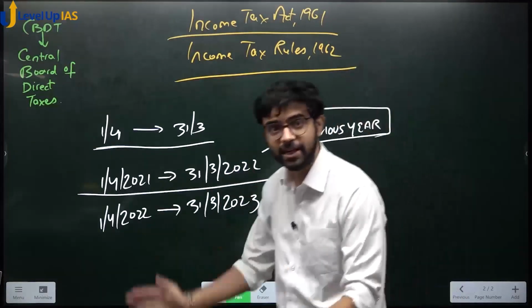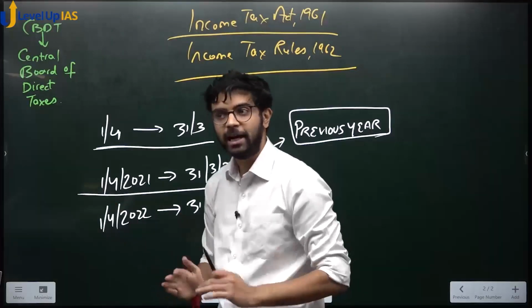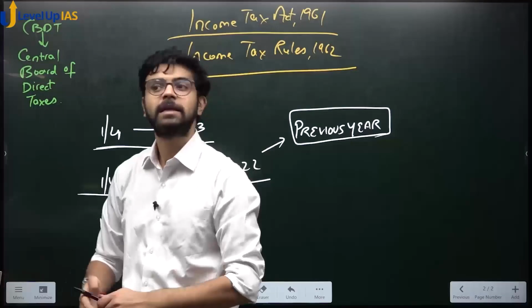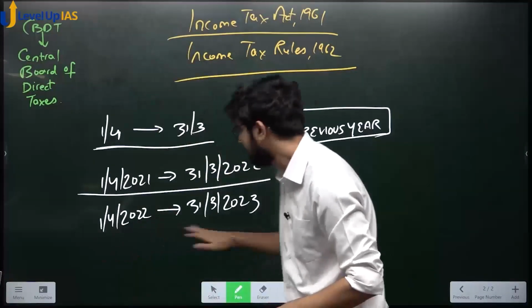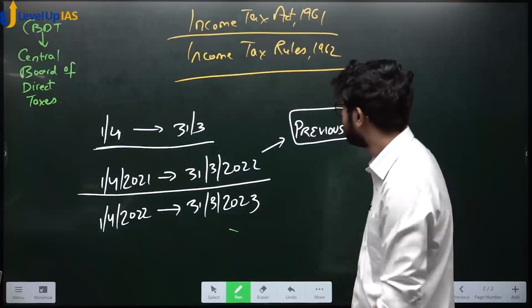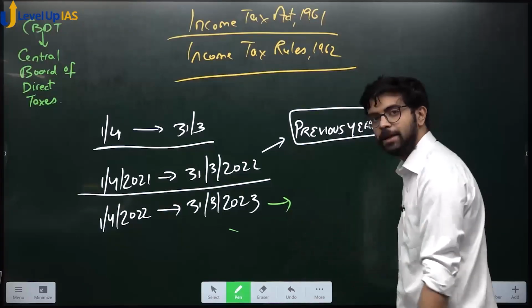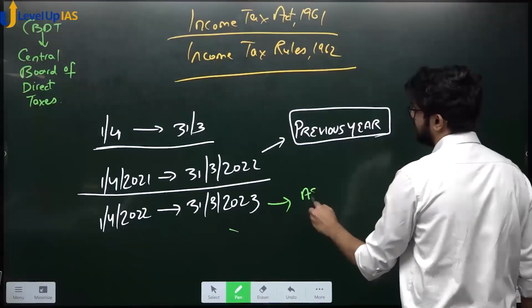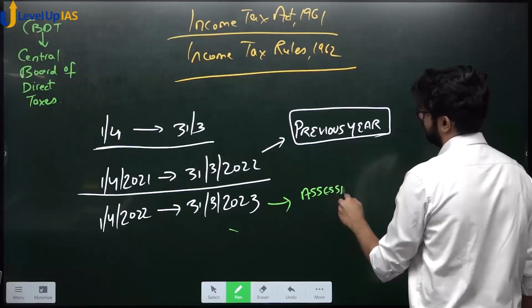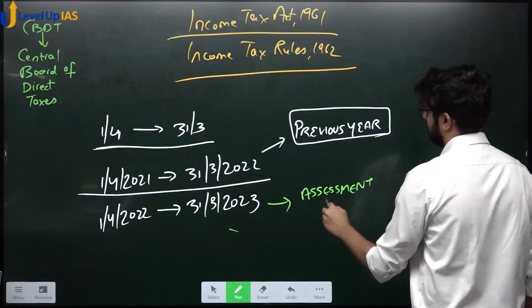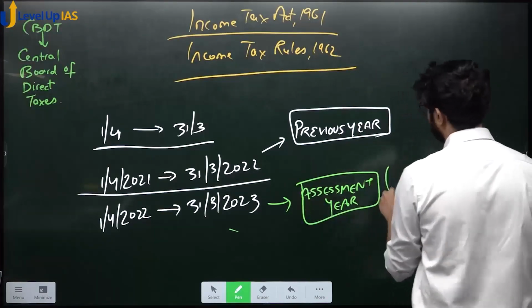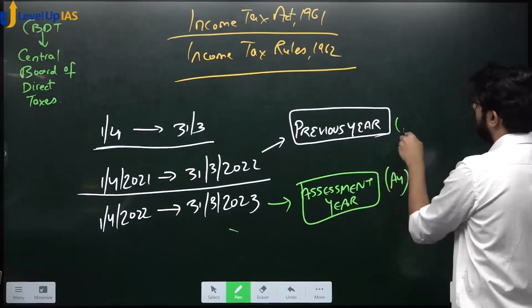After that I will sit, I will make my calculation and I will call the CBDT, call the IT department and give it to them. Then they will check. So checking will happen in this year. Okay? Can I say assessment is happening? My income is assessed, in English, and this is called the assessment year. This is called AY, this is called PY.